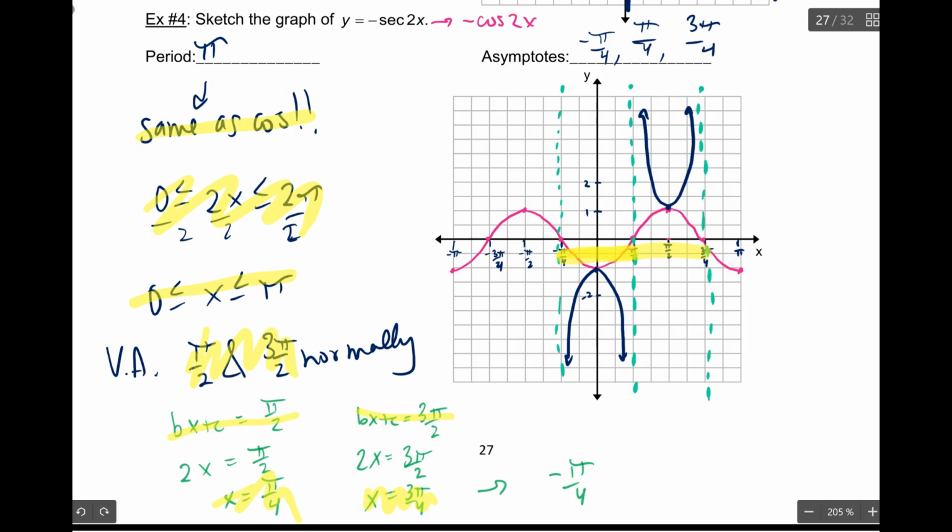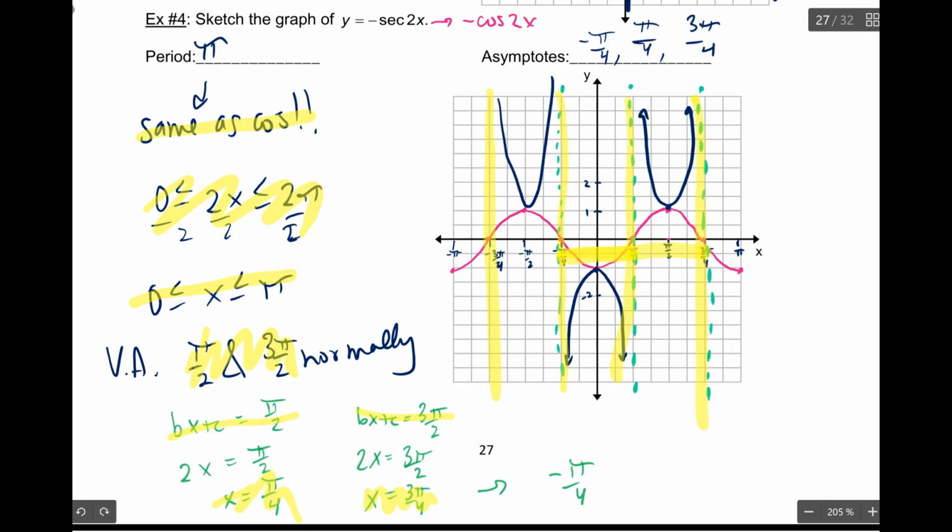So at pi over 4 and 3 pi over 4, once I drew those on my graph, I was like, well, you know what? Since I drew my cosine function, I know I have an asymptote here. I know I'm going to have an asymptote here. I mean, I could literally draw this one in.